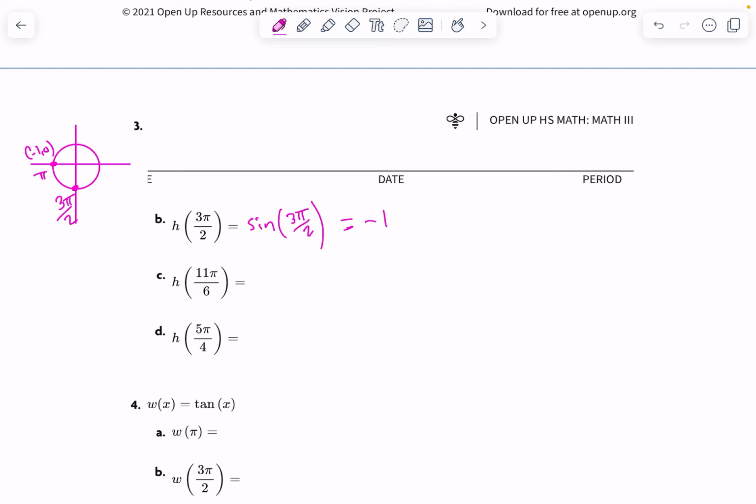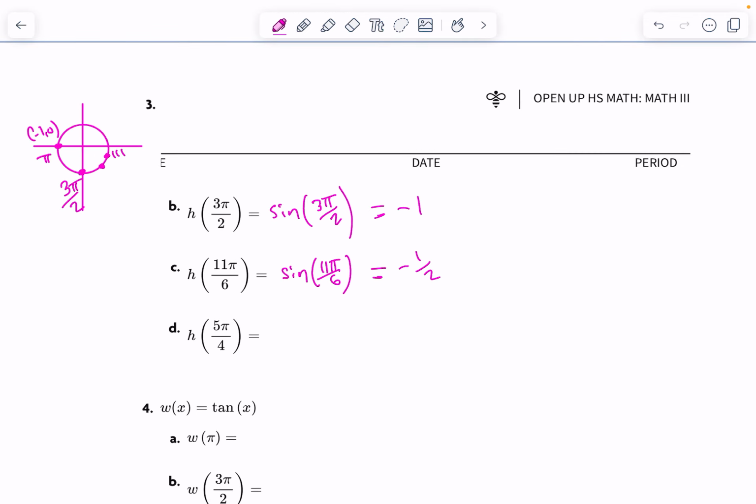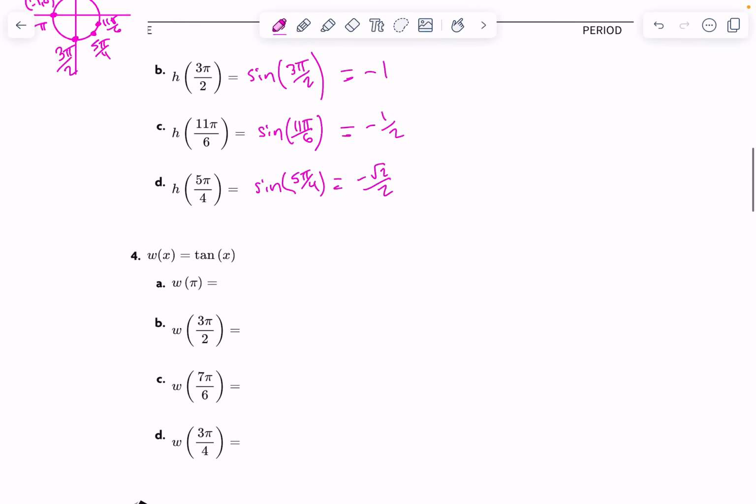We're talking about 11 pi over 6. This is sine of 11 pi over 6 equals. So that is right here. Okay? So what is sine there? It's negative 1/2. Now 5 pi over 4, we are going to be talking about right here. This is 11 pi over 6. This is 5 pi over 4. So right there, this is sine of 5 pi over 4, which is equal to negative square root 2 over 2. Okay?